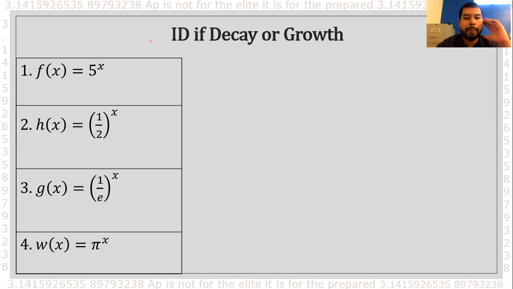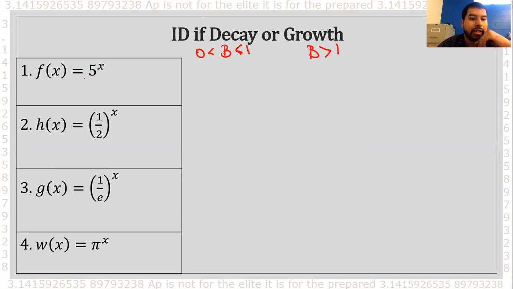So based on what you know, remember decay is when our base is less than 1 but greater than 0, and growth is when our b is greater than 1. So identify what these functions are doing. Are they exponential growth or exponential decay? Pause the video and give those a try.